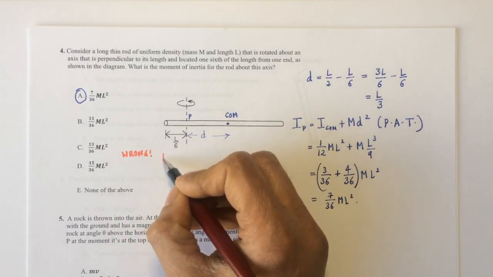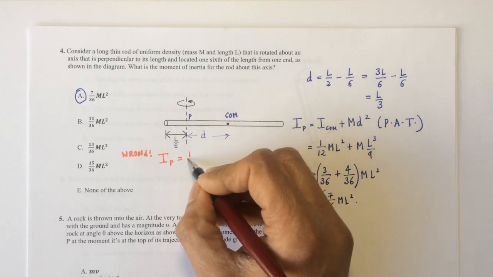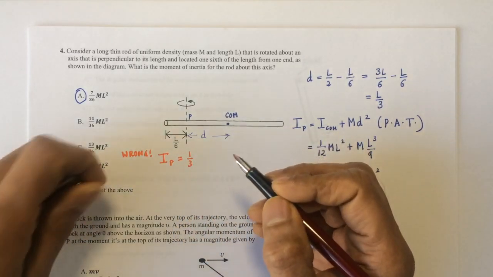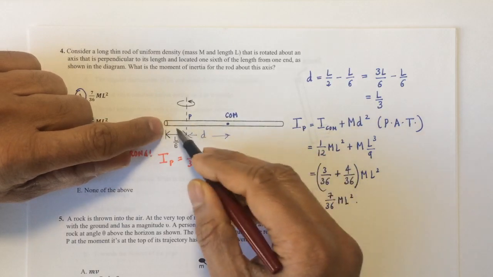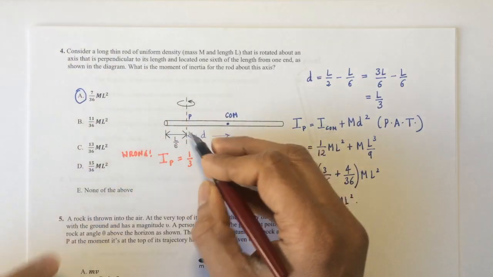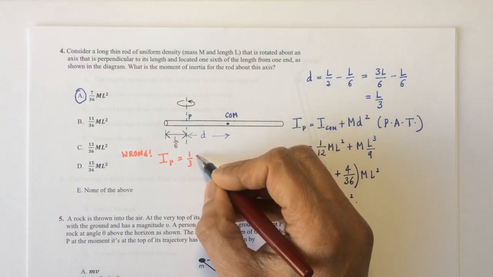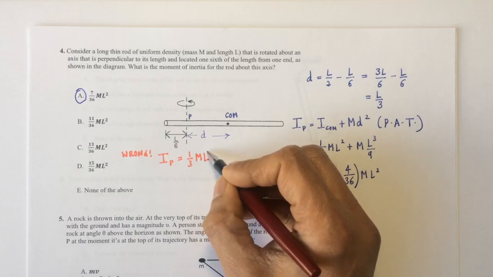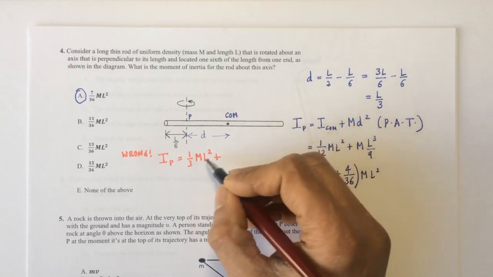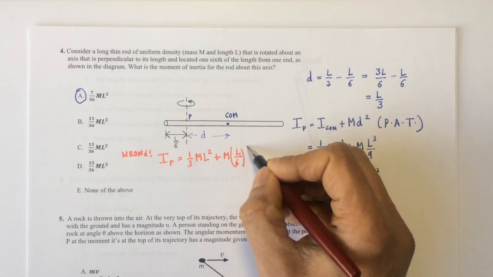So the wrong answer would have been to say I sub p equals 1/3 ml squared, because you could be confused into thinking you can use either moment of inertia. Well, 1/3 you may think is more direct because L over 6 is given to you in the figure. So a common mistake that students would usually make in this problem is to write this as 1/3 ml squared plus m times L over 6 squared.